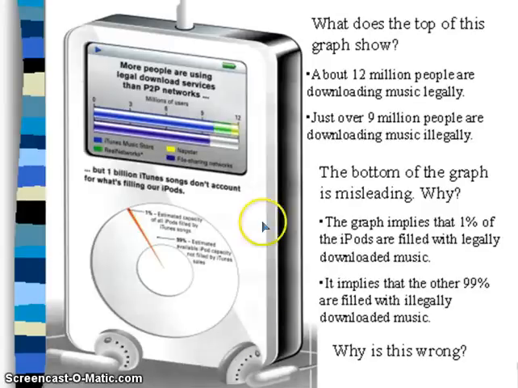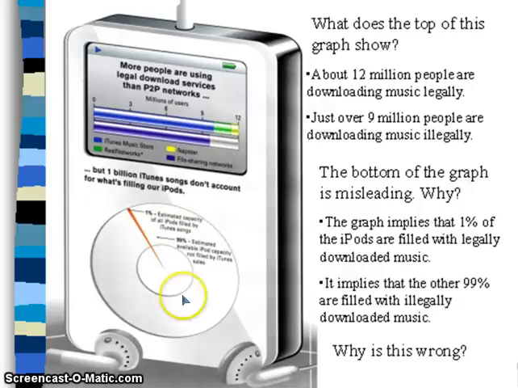Okay, so here is data about how many people are using legal services to download music. This purple one down here on the bottom, a little over 9 million, are people that are using file sharing networks, which basically means illegal downloading. This is the number of people using iTunes. This is Real Networks that they can buy stuff from, and this is Napster. Well, Napster is no longer in effect, so it's old data.